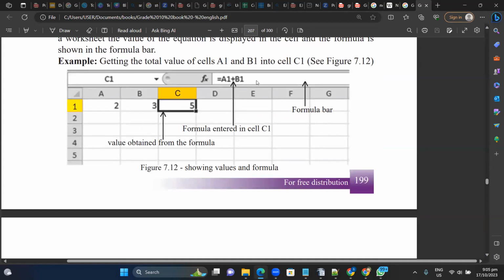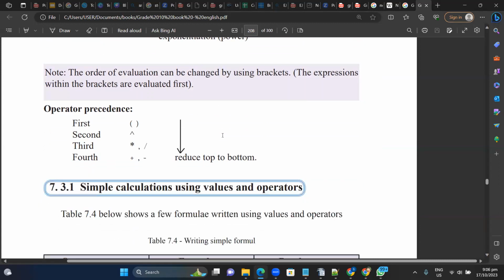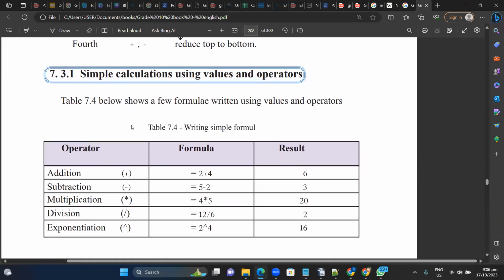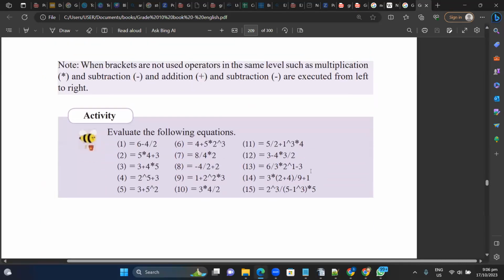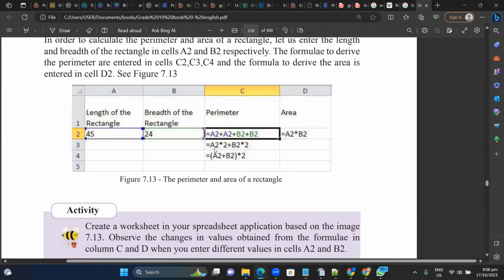Formula is basically mathematical calculations, we have learned that using these symbols: addition, subtraction, multiplication, division, exponential. Then the order of operations, right? Operator precedence. This is to just know the order of operation. Here you can see the brackets. If you write something like this, the order of operation is basically addition, but here multiplication will happen, and here brackets will happen first. So this is how the order of operation happens, that is basically explained there.